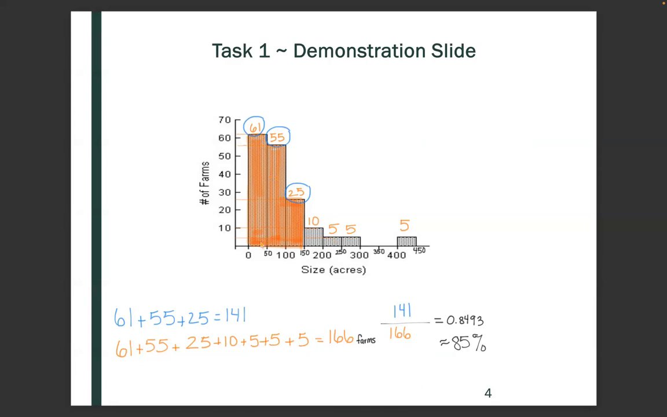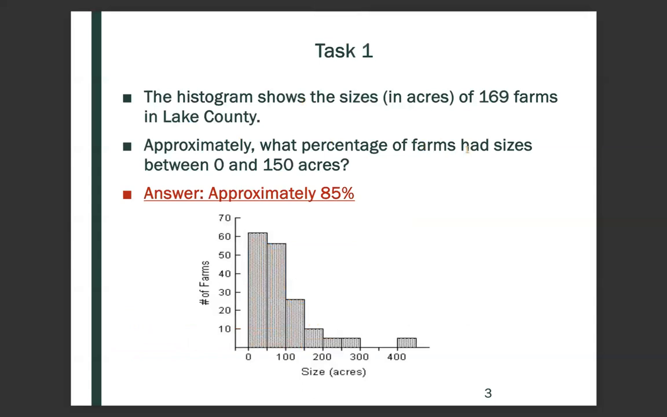So here, this first bin from 0 to 50 acres, there's around 61 farms that are that size. And then from 50 to 100 acres, there's approximately 55 farms. And then from 100 to 150 acres, there's around 25 farms that are that size. So the question asked, again, what percentage of farms had sizes between 0 and 150 acres?